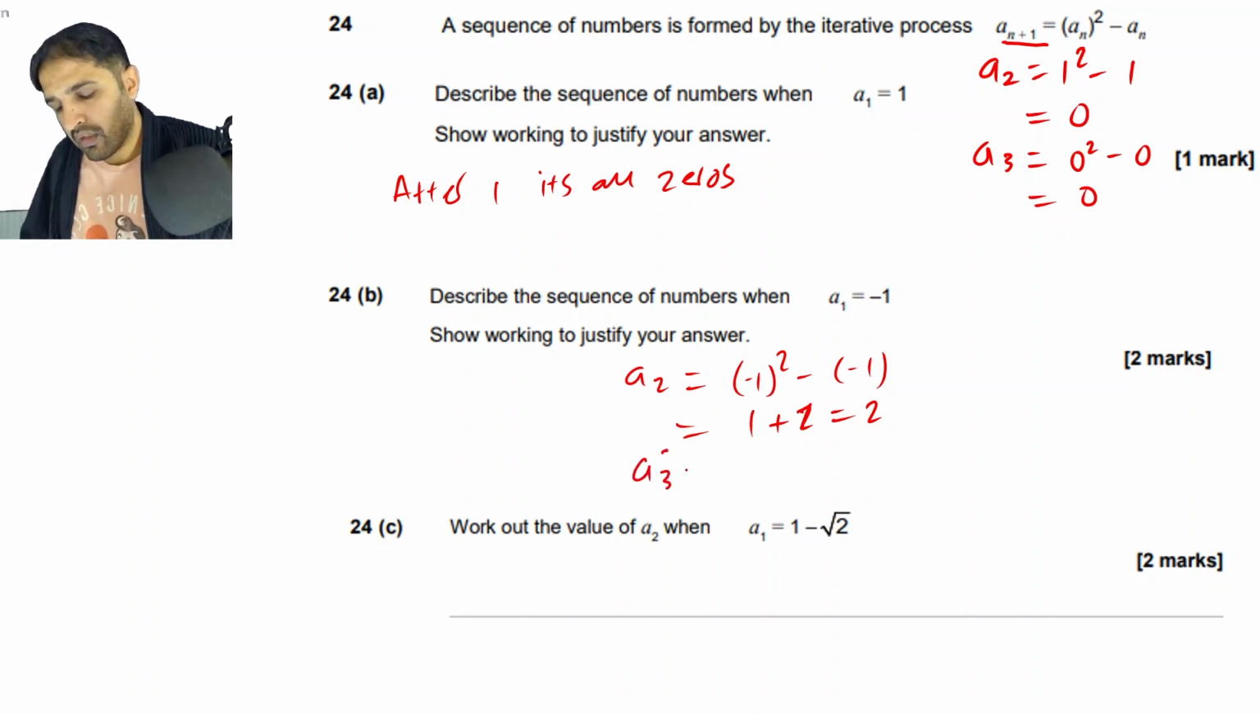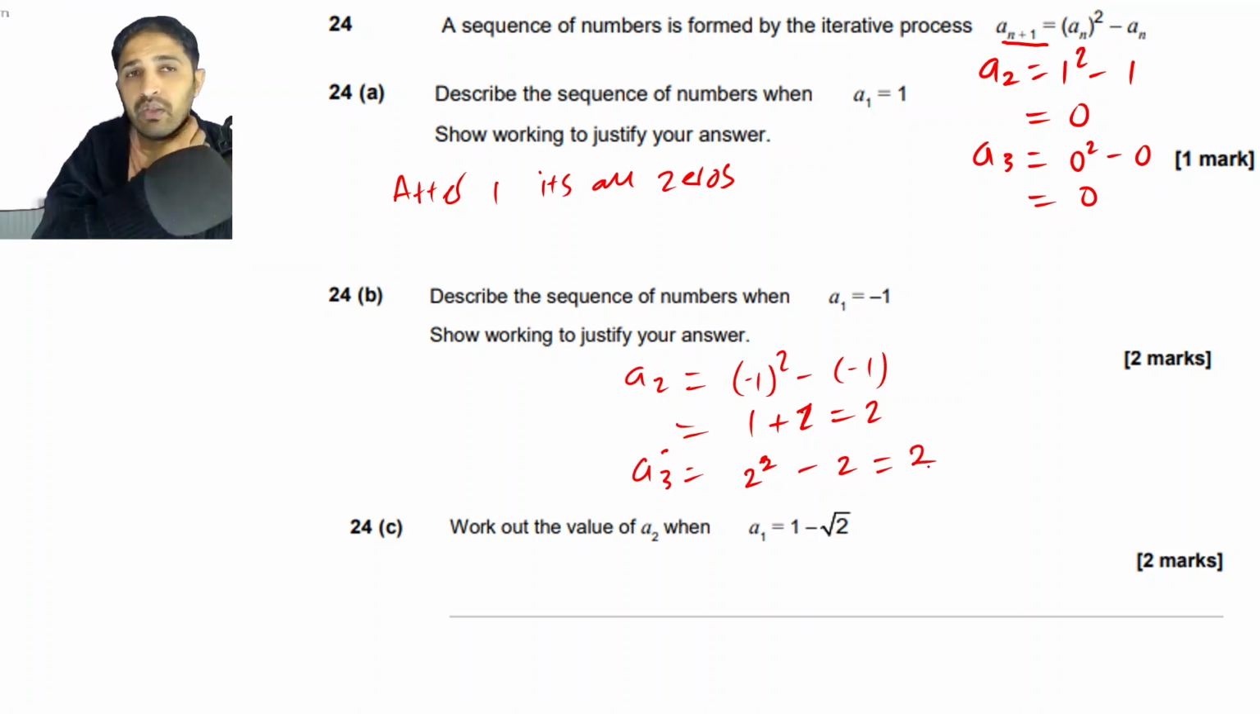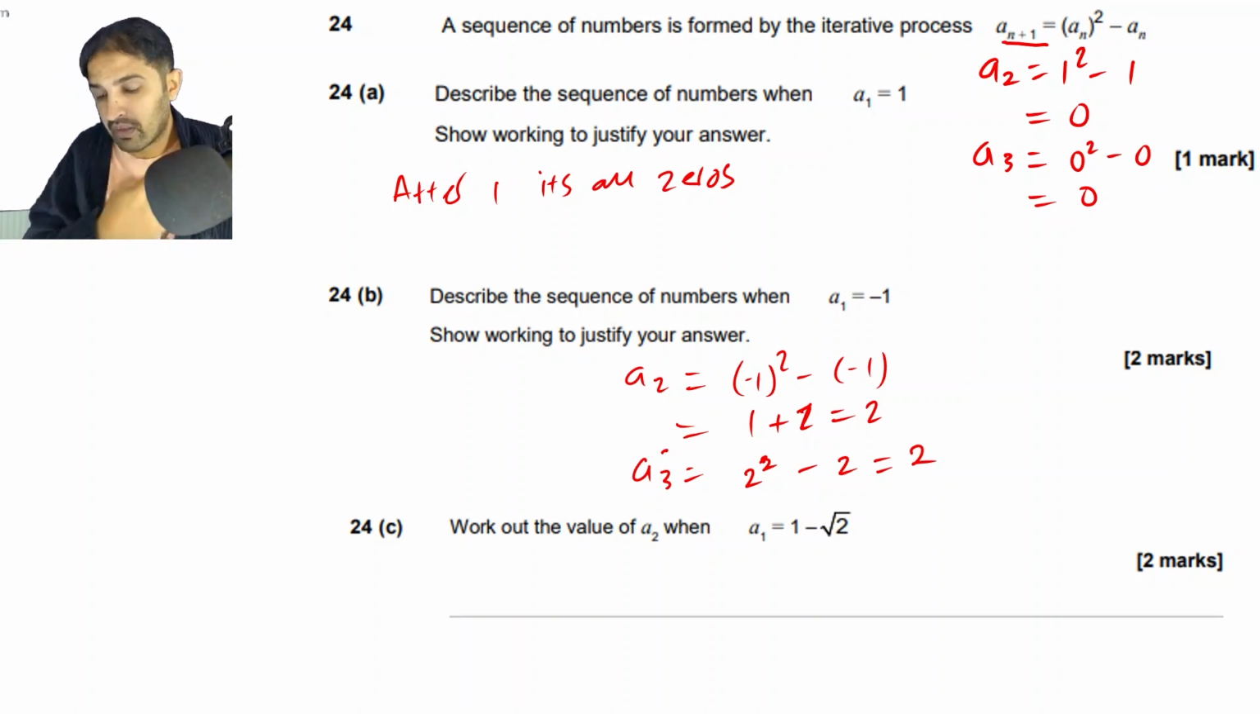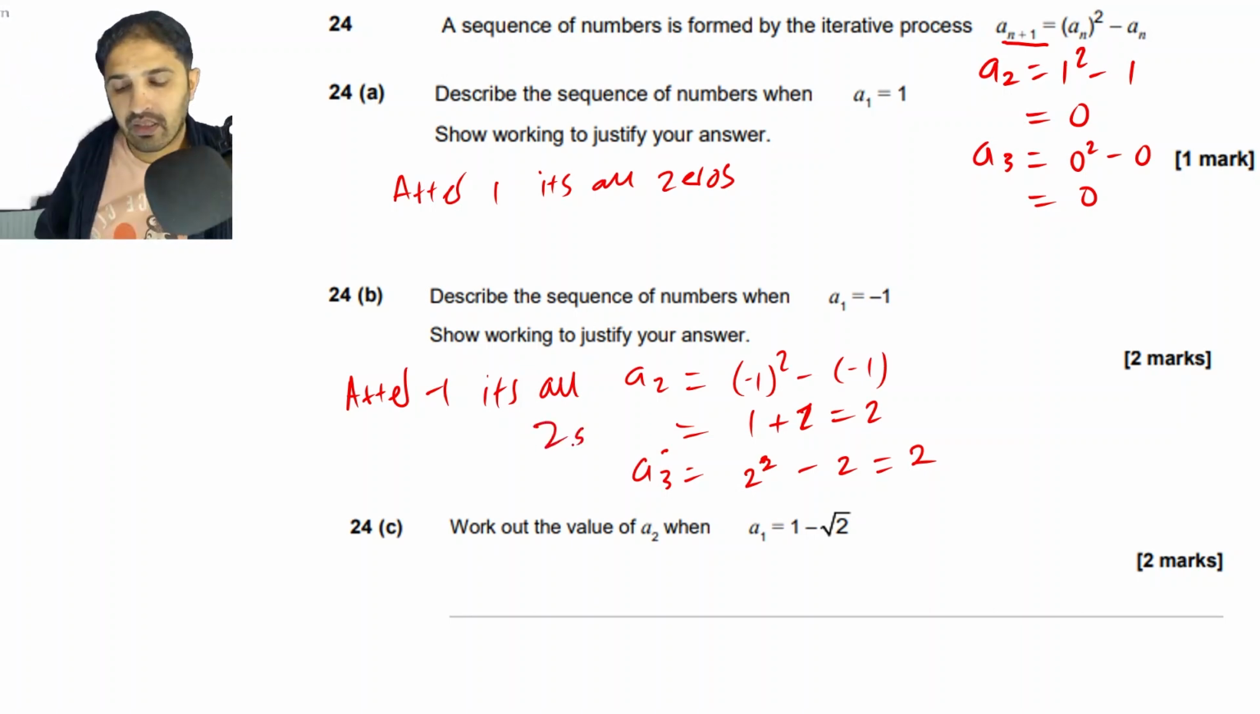a3 would be 2 squared minus 2, which gives you 4 minus 2, which is 2. So if it's 2, it's stuck on 2. So after negative 1, it's all 2's. Okay, that's it.